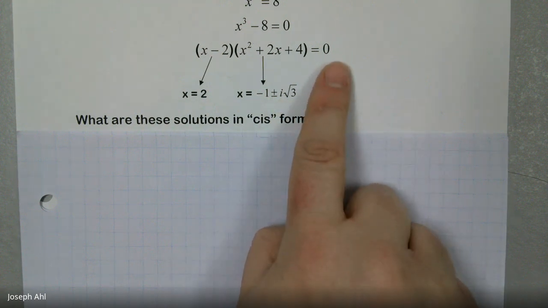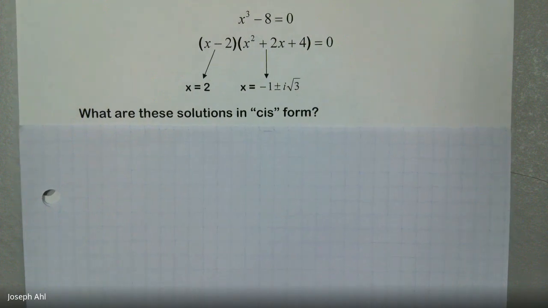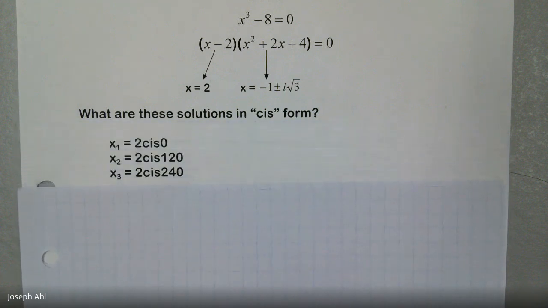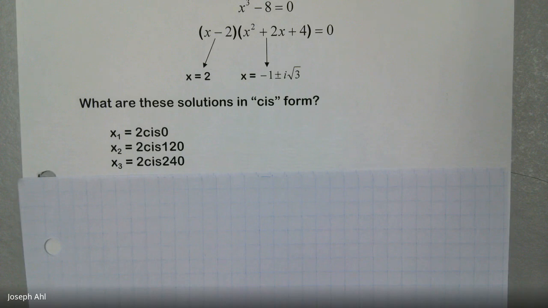Negative 1 plus i radical 3 is in quadrant 2. Negative 1 minus i radical 3 would be in quadrant 3. And if you set those up and convert, I'm trusting your converting skills at this point. This is what the 3 answers look like in polar form. 2 cis 0, you would also still get 2 cis 120 and then 2 cis 240.